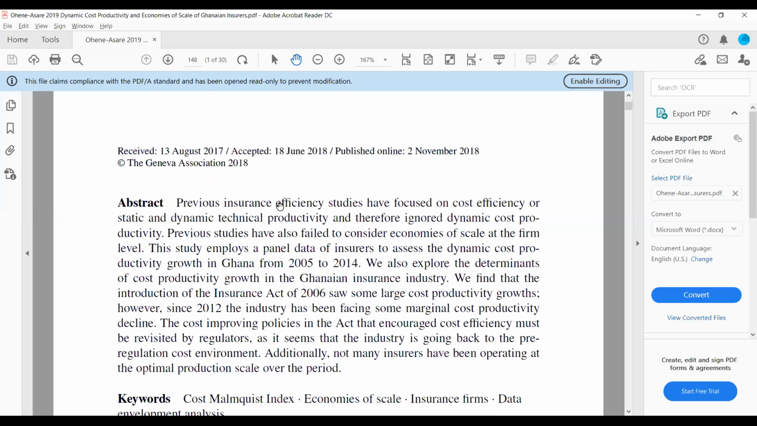For example, just looking at the abstract, you see that there's cost efficiency here. So you know that this paper was looking at cost efficiency and productivity. And then you know the acronym for that. Then you know that another thing that it looked at is economies of scale.